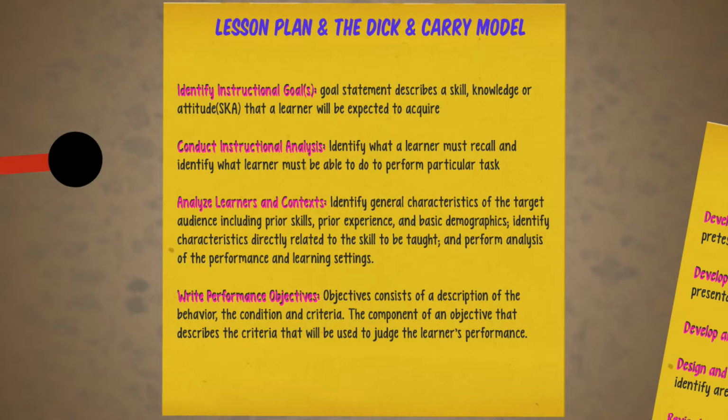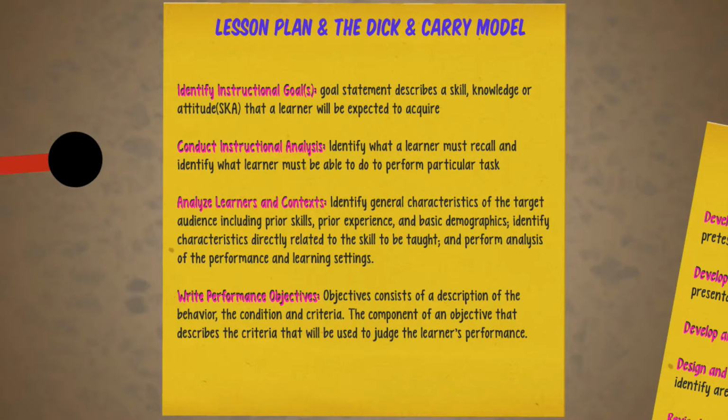The fourth component is to write performance objectives. This is done during the discussion part after the YouTube video when you identify with your students what they're going to learn for the day, and you tell them the activities they'll be doing so they have full understanding of what is actually going to be taking place in class.